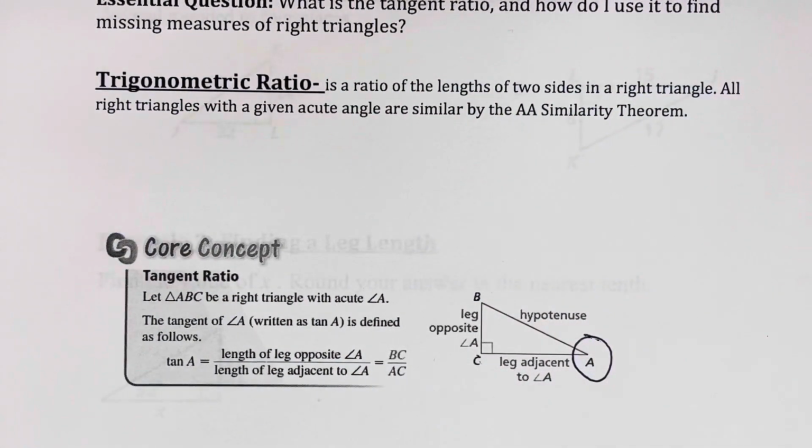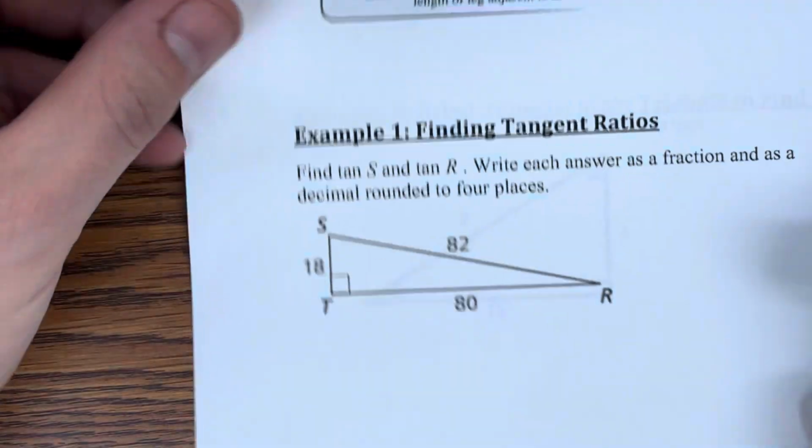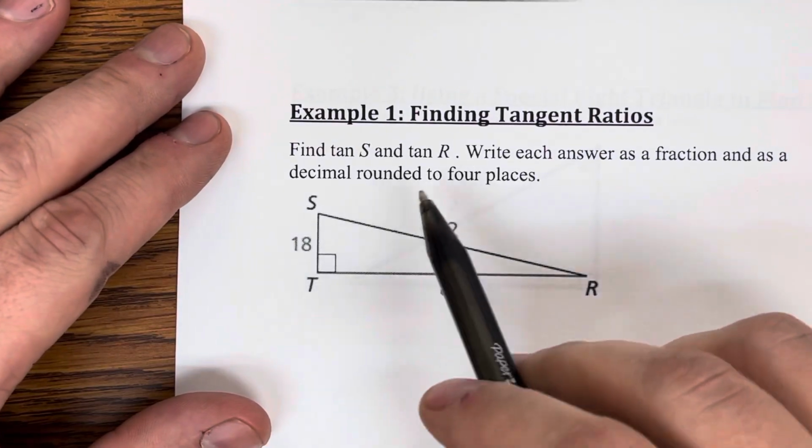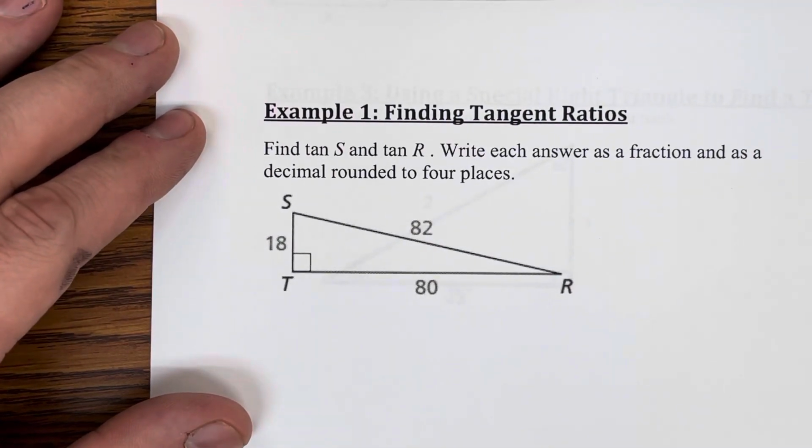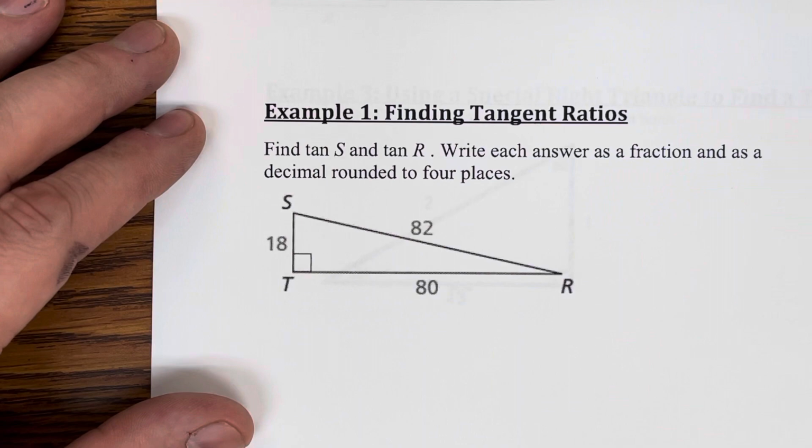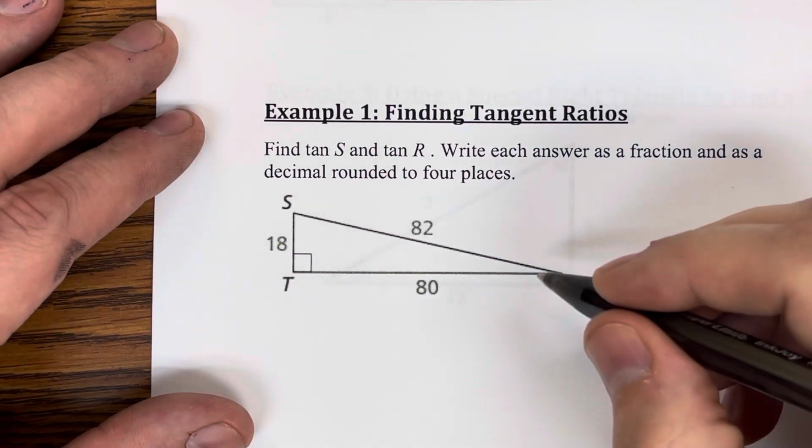So we are going to first just practice finding the tangent ratios based off some of our triangles. So the first one says, find the tangent of S and the tangent of R. Write each answer as a fraction and a decimal rounded to 4 places. So we need a calculator. So first we'll do R.